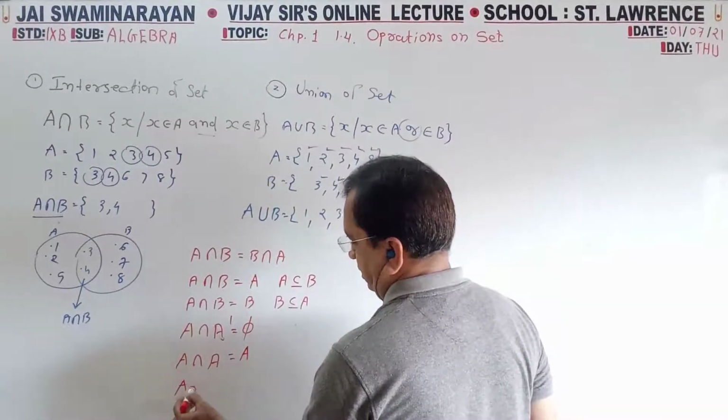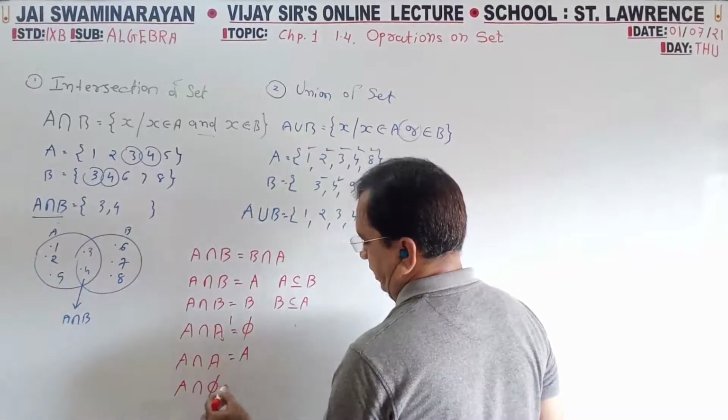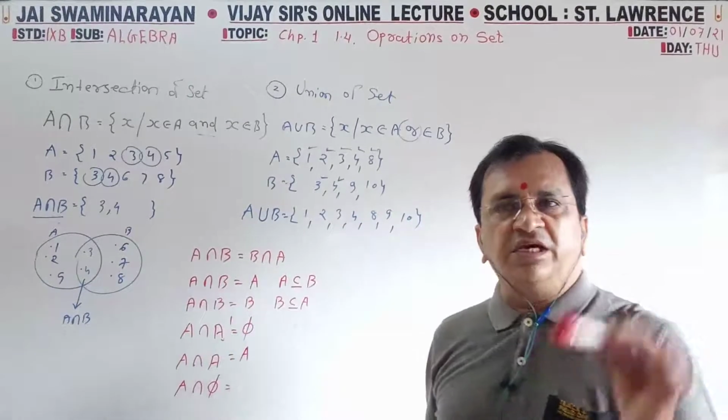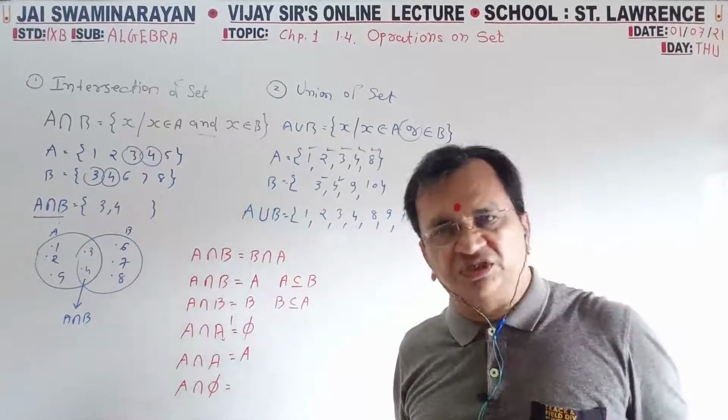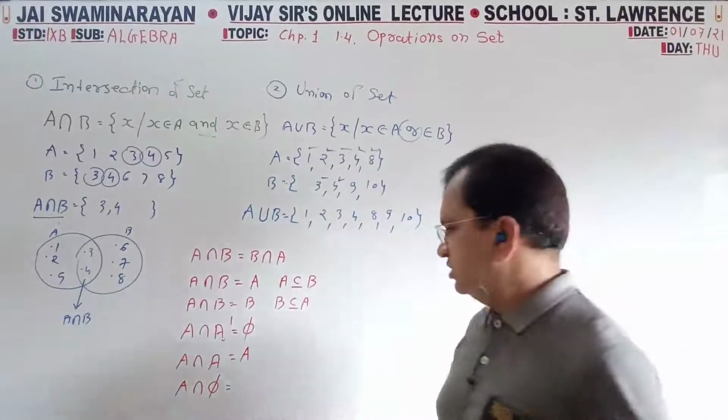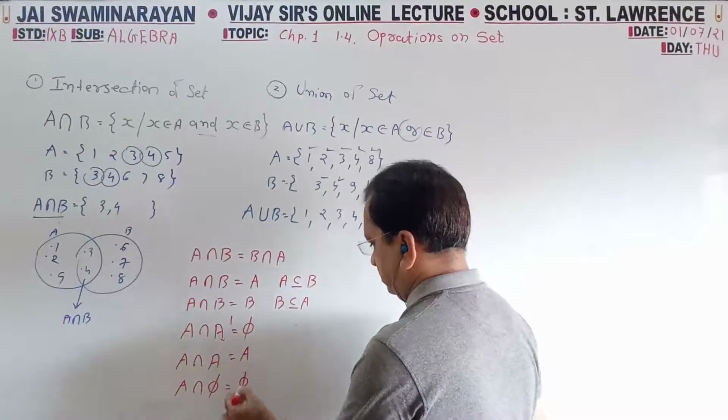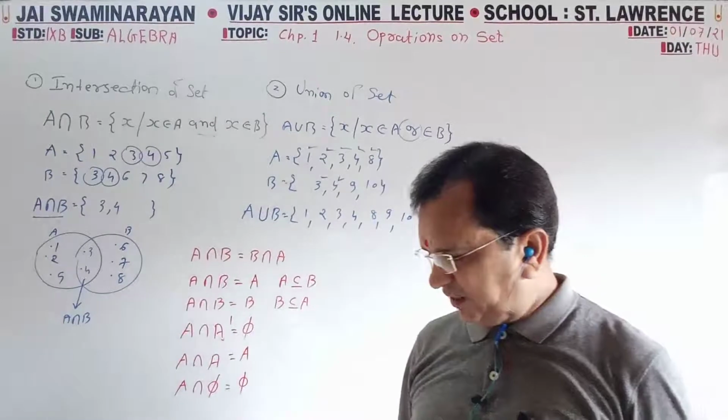Now A and empty intersection. A is 1, 2, 3. Empty is nothing. What is common? Nothing is common. Like that.